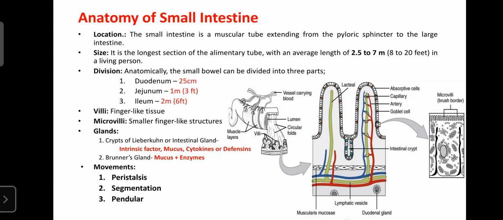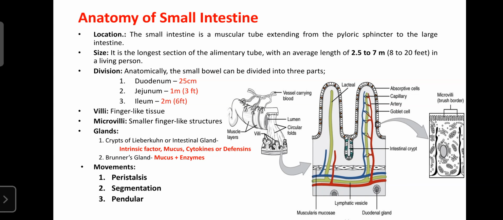First we go for the location. The exact location of the small intestine is just between the stomach and the large intestine. The small intestine is a muscular tube extending from the pyloric sphincter to the large intestine. The pyloric sphincter is a gate, present between the end of the stomach and the duodenum, which is the part of the small intestine, towards the pylorus end.